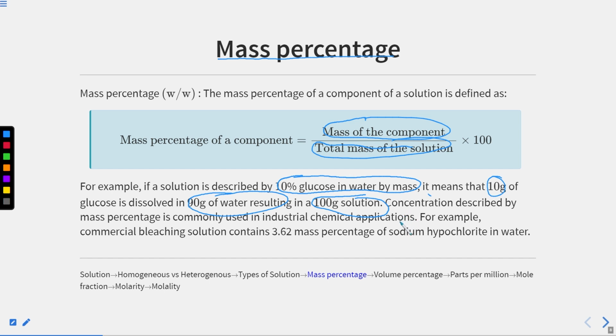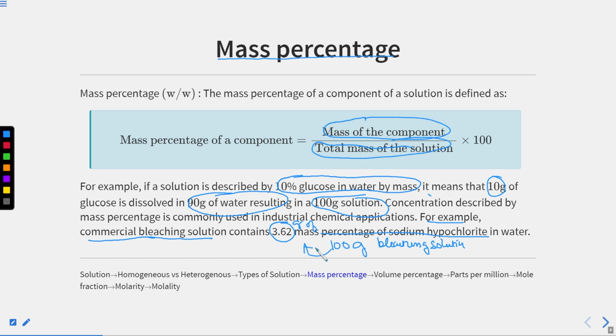So it is used in industrial chemical applications also, for defining the amount of different substances that are present in a product. For example, take a commercial bleaching solution, which is used for whitening of clothes. It contains 3.62 mass percentage of sodium hypochlorite. That means in every 100 gram of bleaching solution, we have 3.62 gram of sodium hypochlorite. That's it. You must be clear about that. This is called the mass percentage, and this is the theoretical meaning of it.